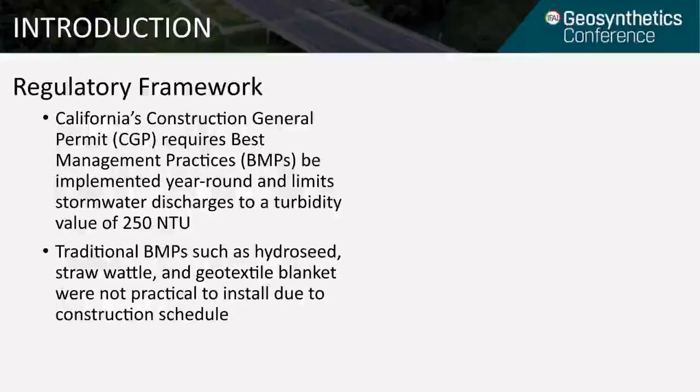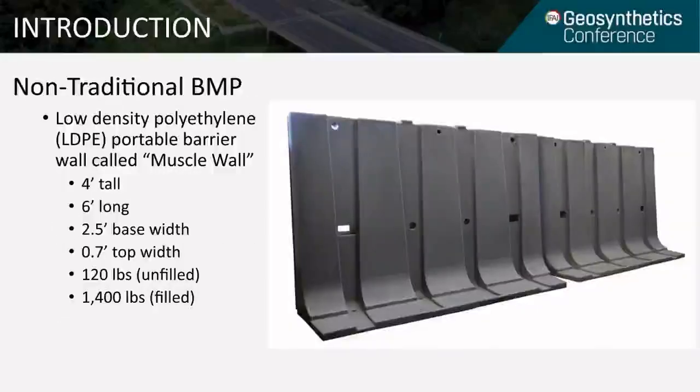And because the contractor was going to be grading during the rainy season, it didn't make sense to use more traditional slope BMPs such as hydroseed, straw wattle, and geotextile blankets and nettings, because the contractor would need to install those before every storm and then uninstall them following the storm in order to continue their grading operation. So because of that, we decided to try out a more non-traditional barrier wall BMP to help prevent stormwater from leaving the site. The product we used is called Muscle Wall.